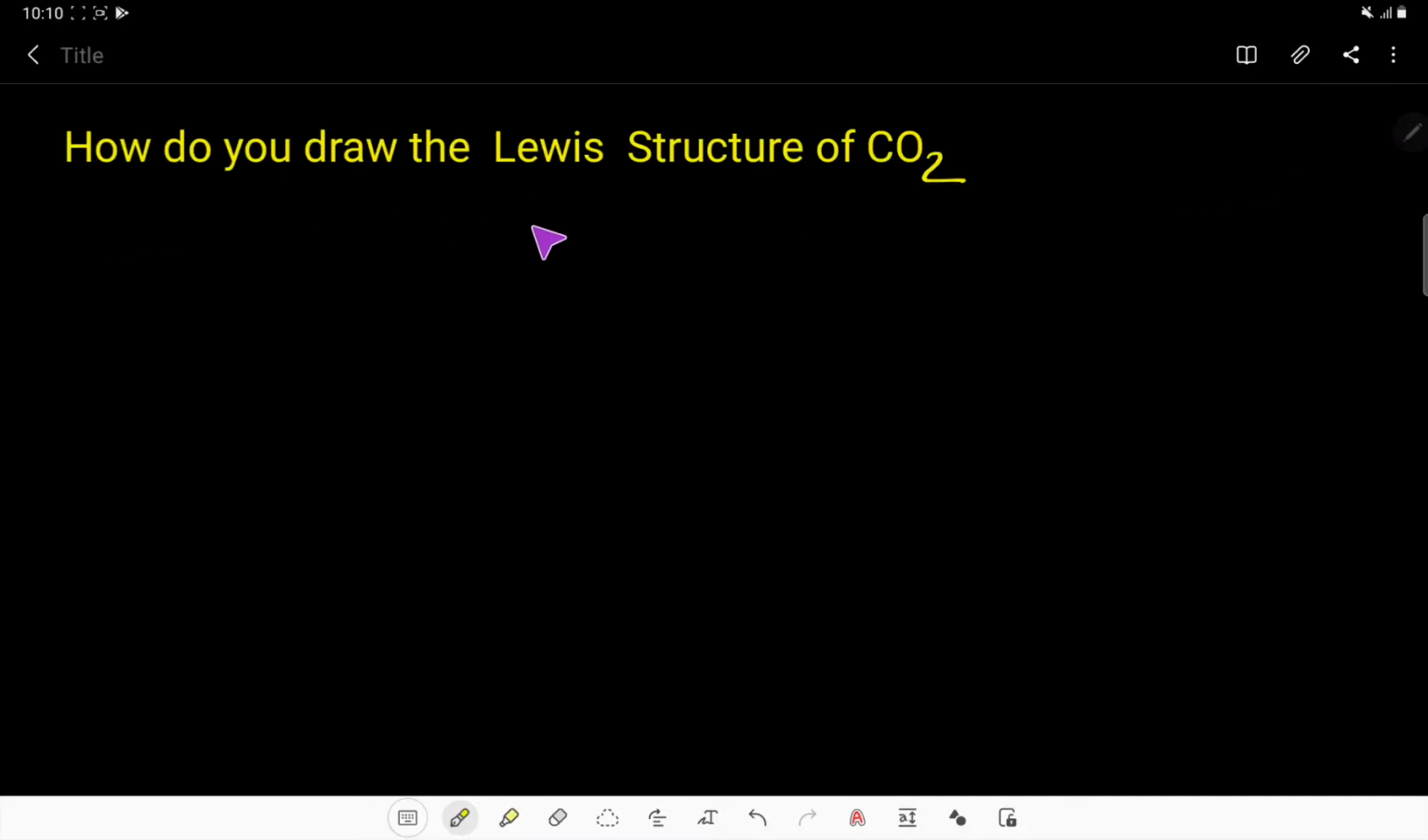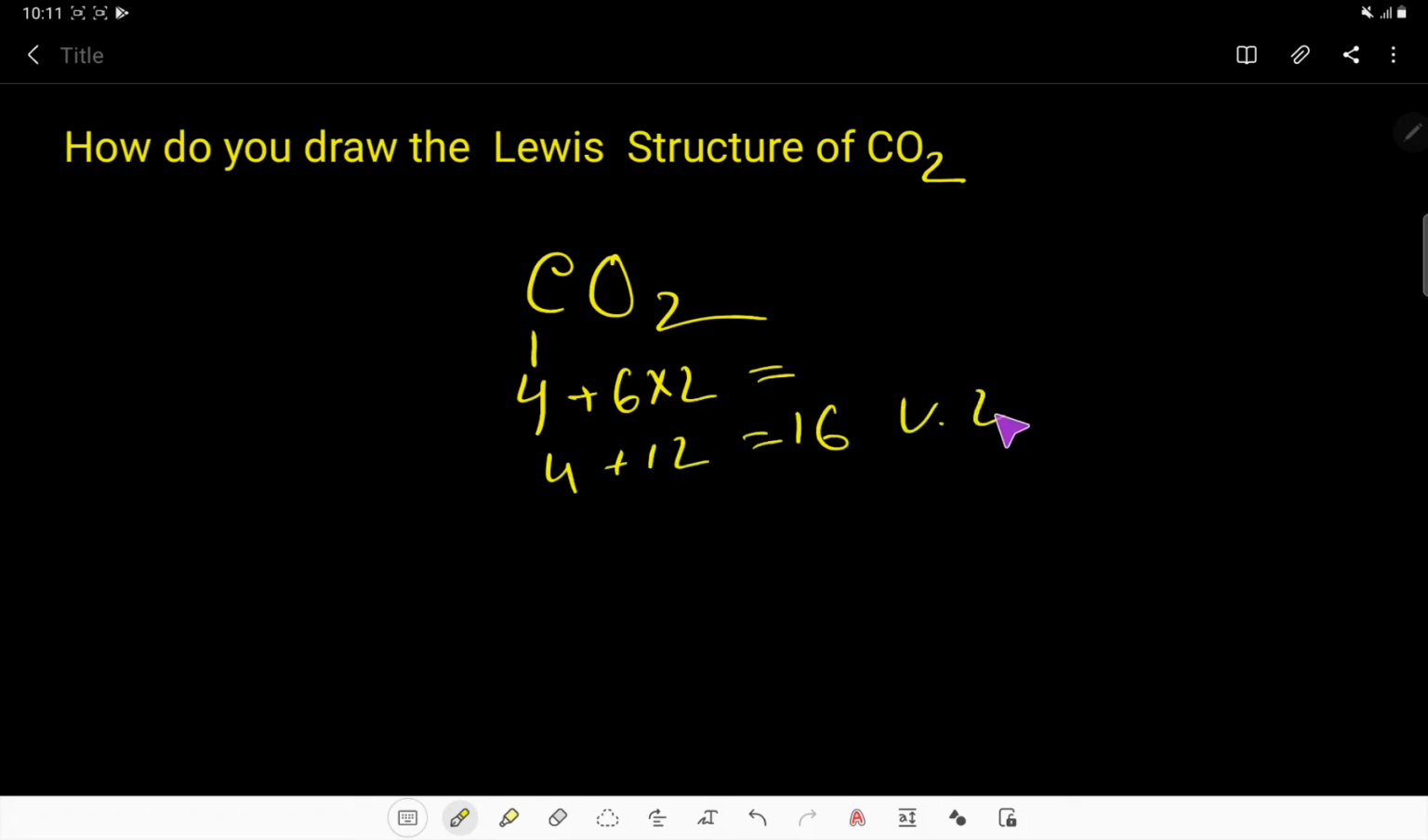How do you draw the Lewis structure of CO2? That is, CO2 means carbon dioxide. Look, carbon has 4 valence electrons and oxygen has 6 valence electrons. And here we have 2 oxygen, so basically we have here 6 plus 6 is 12, plus 4, that is 16 valence electrons in carbon dioxide.